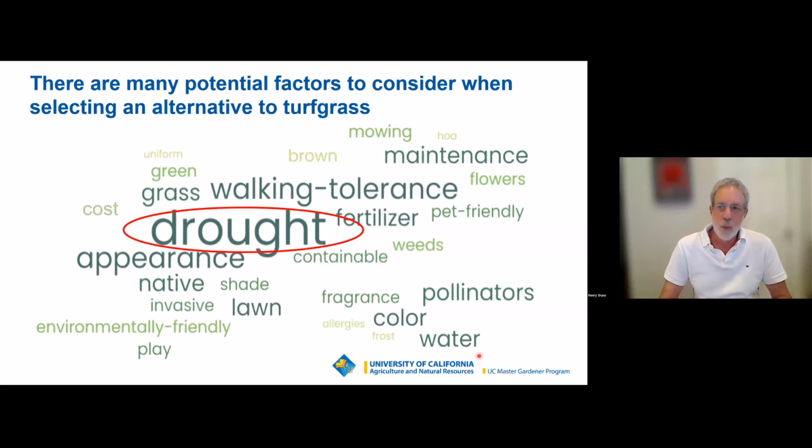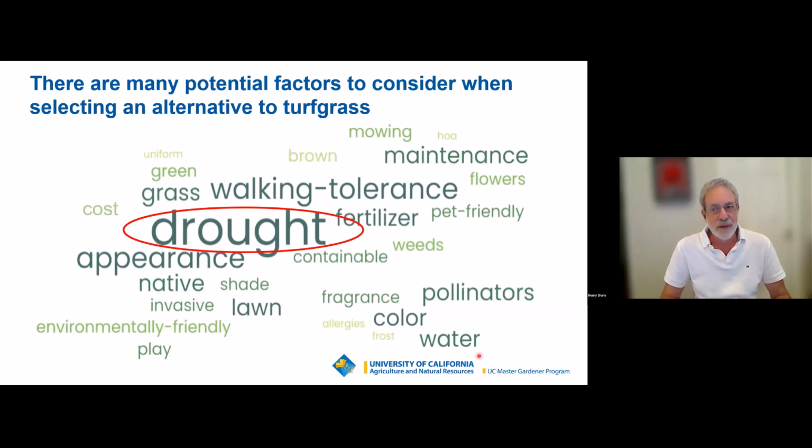But other things are, can you walk on it? Can you walk on it in your bare feet, or do you have to wear sneakers? Is it pet friendly? Is it invasive? Does it match your environmental conditions? Do you have a shady lawn or a sunny lawn? How much maintenance do you want to perform on it? Do you want to mow it every week, or not more than once or twice a summer growing season?